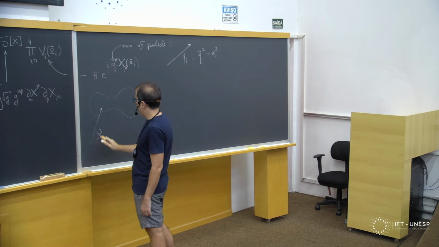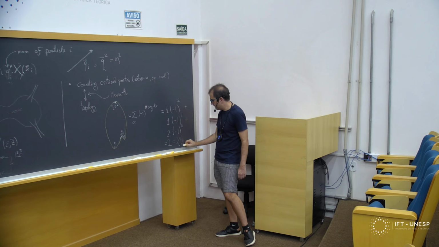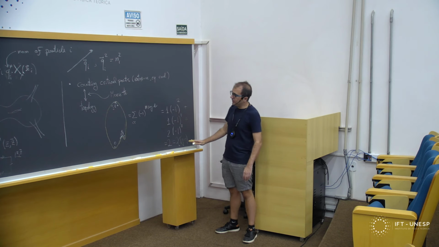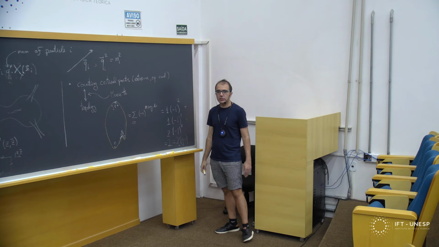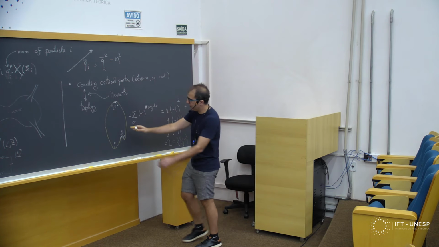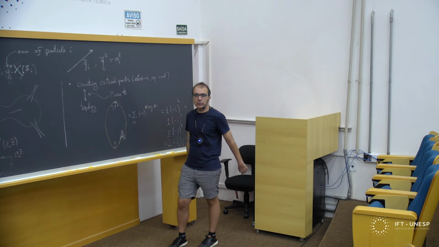So how much do we get? So this and this cancel, we get 2. And 2 is the Euler characteristic of the sphere. And the statement is that you would always get 2. If it's a sphere, no matter how you deform, you always get 2.